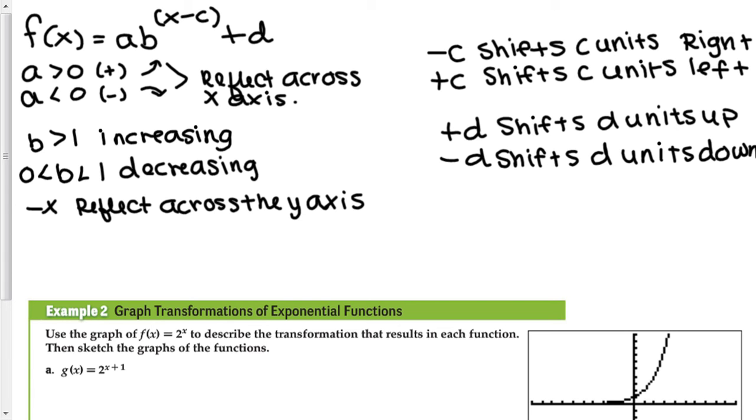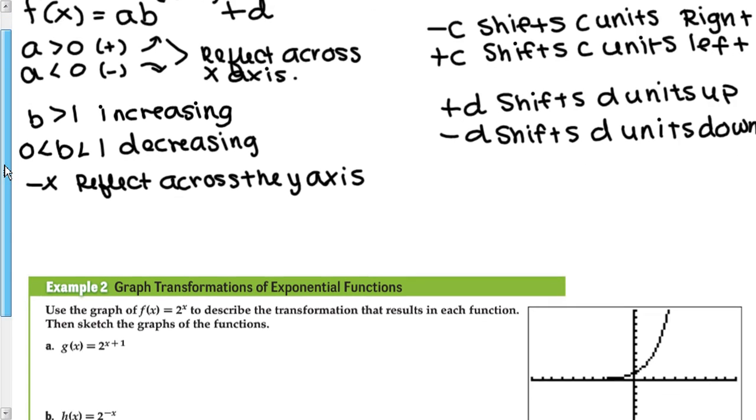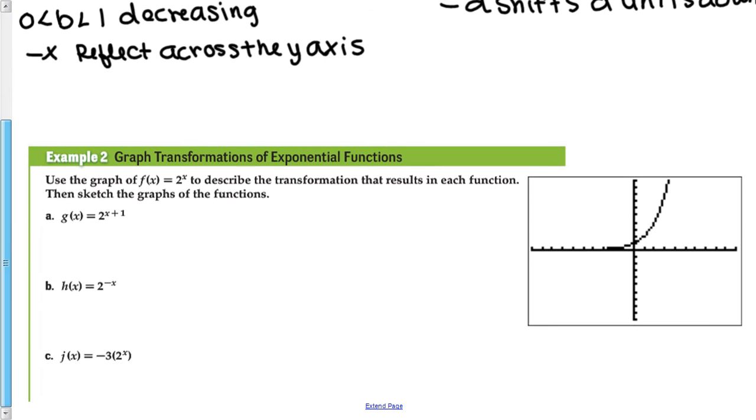And those are our transformations. So let's take a look at this next example. Use the graph of f of x equals 2 to the x to describe the transformation that results in each function. Then sketch the graph. So what I did was I took this function here, f of x equals 2 to the x, and I plugged it in my calculator because this is acting as our parent function.